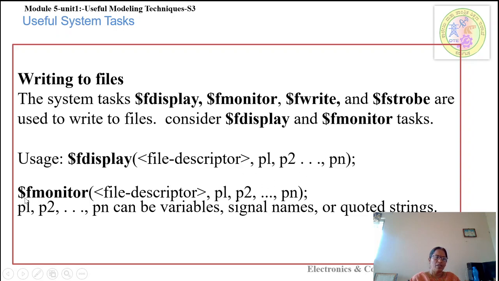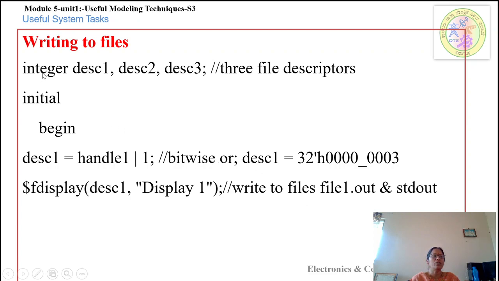And here $fopen, $fmonitor is also file descriptor syntax. $fmonitor with a file descriptor, when you use it with parentheses, it returns a value that writes onto the file. Which file we need to write will be sensed. And here, whichever variables or signal names you want to write onto the file, or quoted strings also, we are going to use here. See here, writing to the file.